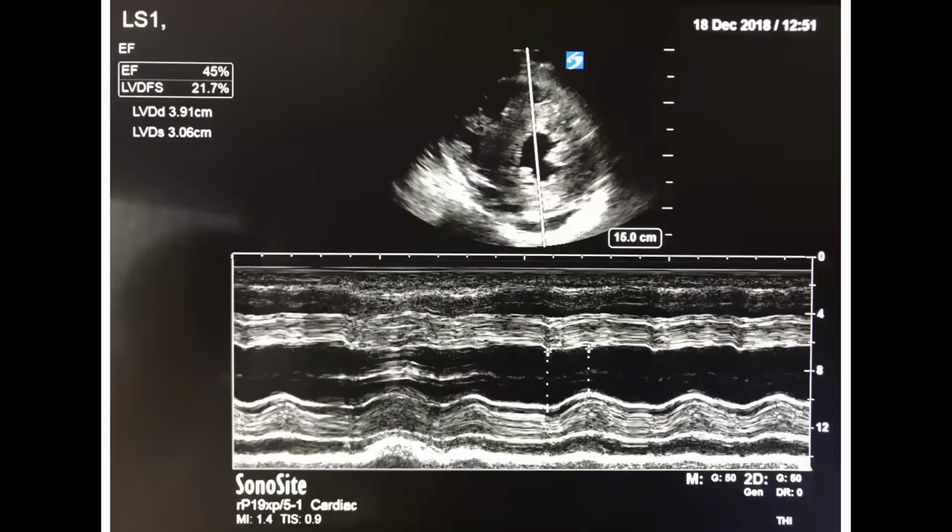So this is just a picture on our Sonosite. Again, you have a parasternal short axis view. We see both papillary muscles, so we know we're not at the level of the mitral valve, but hopefully just past it. This is going to be an M mode, or motion over time. And you're going to have your distance in diastole versus systole. Again, this will tell you the fractional shortening is 21.7%, and it'll tell you that correlates to an ejection fraction of 45%.